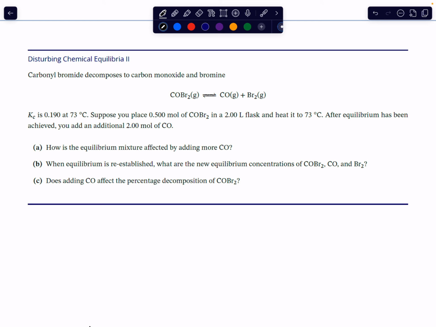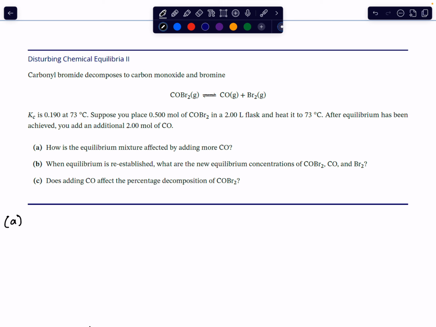Suppose you place 0.5 mole of carbonyl bromide in a 2 liter flask and heat it to 73 degrees Celsius. After equilibrium has been achieved, you add an additional 2 mole of carbon monoxide. How is the equilibrium mixture affected by adding more carbon monoxide? So that is our first question. So it's a qualitative discussion.